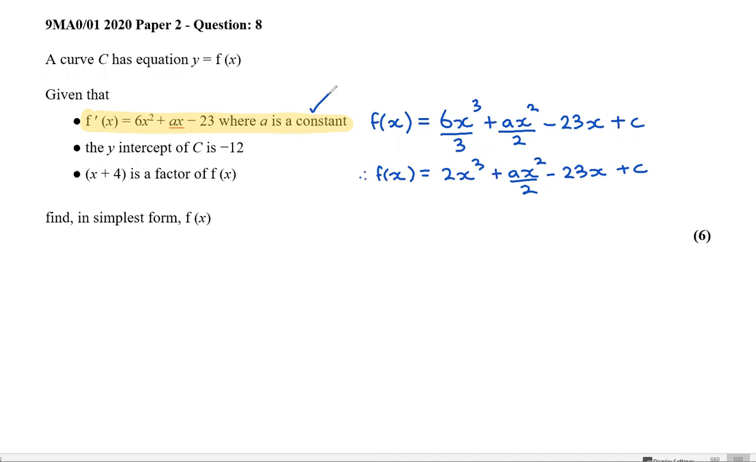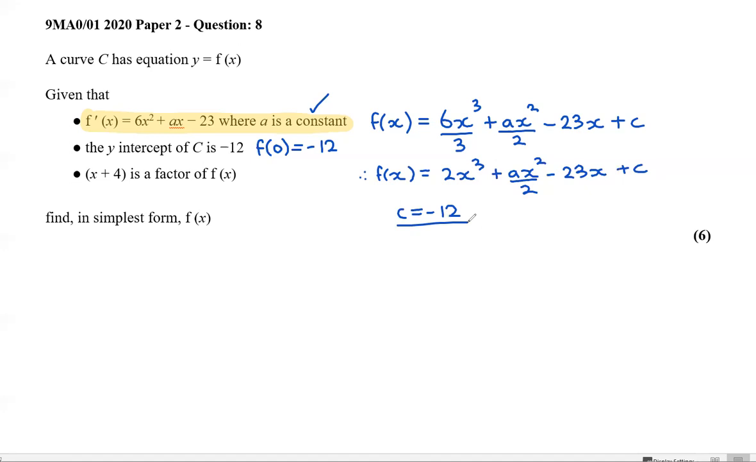We're then told the y-intercept is negative 12. Well, the y-intercept, of course, is when you put in f of 0, you're going to get negative 12. Now, if you put 0 in, that's going to knock out the first 3 terms. So we also know that c is going to equal negative 12. Okay, that's pretty obvious, isn't it?